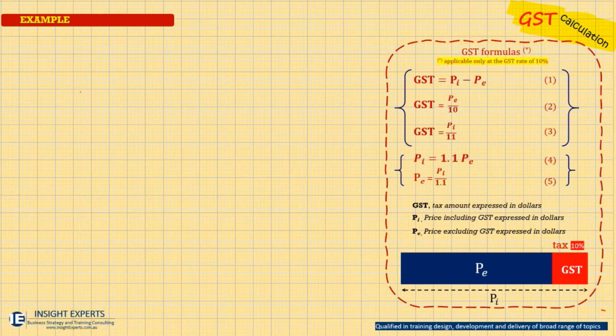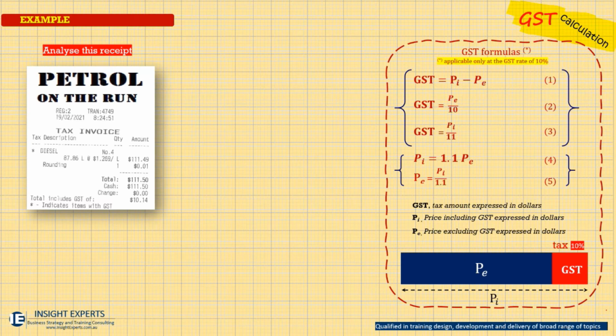Now let's go through some actual examples, and for your reference, I've listed the GST formulas on the right hand side of the screen for your quick reference, along with the definitions of each variable such as the GST, PI, and PE. Now let's look at this example from a petrol station. A customer bought a certain amount of petrol or diesel, and they paid at point of sales $111.50. So that's how much they paid after tax.